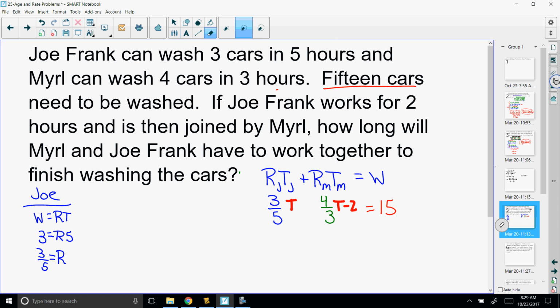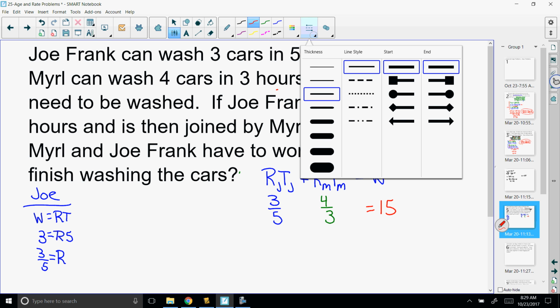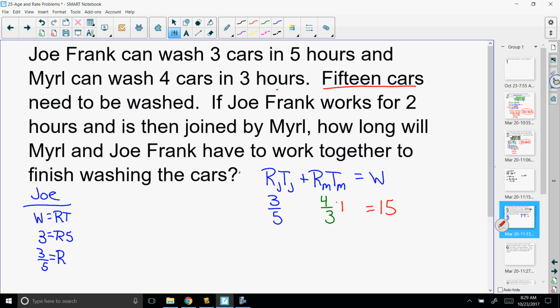Or you could solve it this way. Since I want to know how long they worked together, the time they work together is the full time that Merle works. What do you know about Joe's time? T plus 2, because he started 2 hours before that. So my equation, this first part right here, is going to tell you how much work Joe gets done. And the second part is going to tell you how much work Merle does. And together, they have to get those 15 cars done.